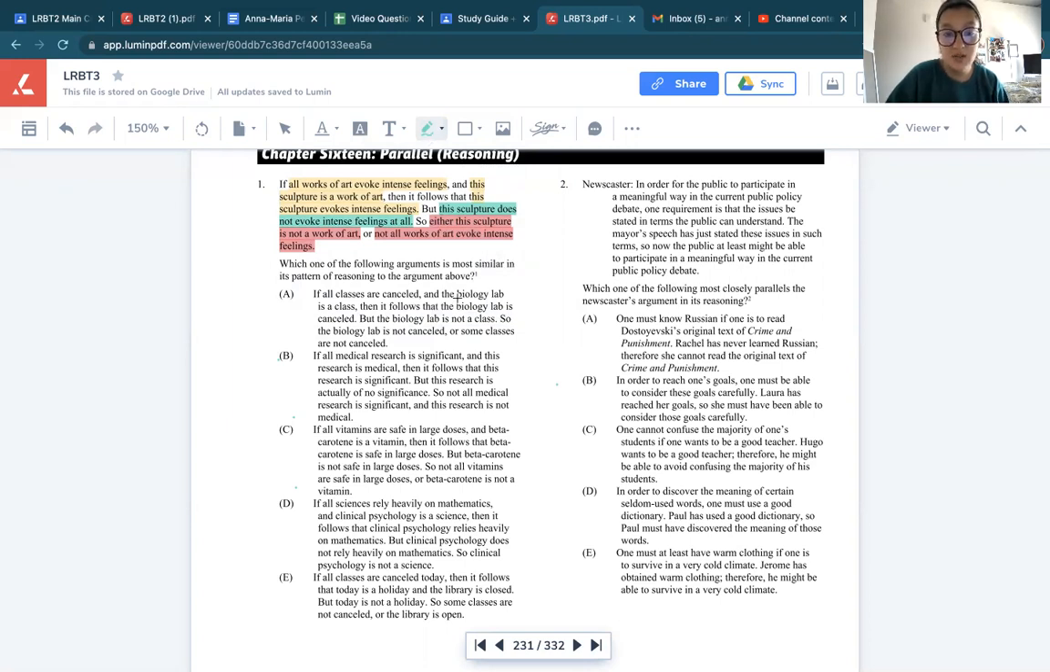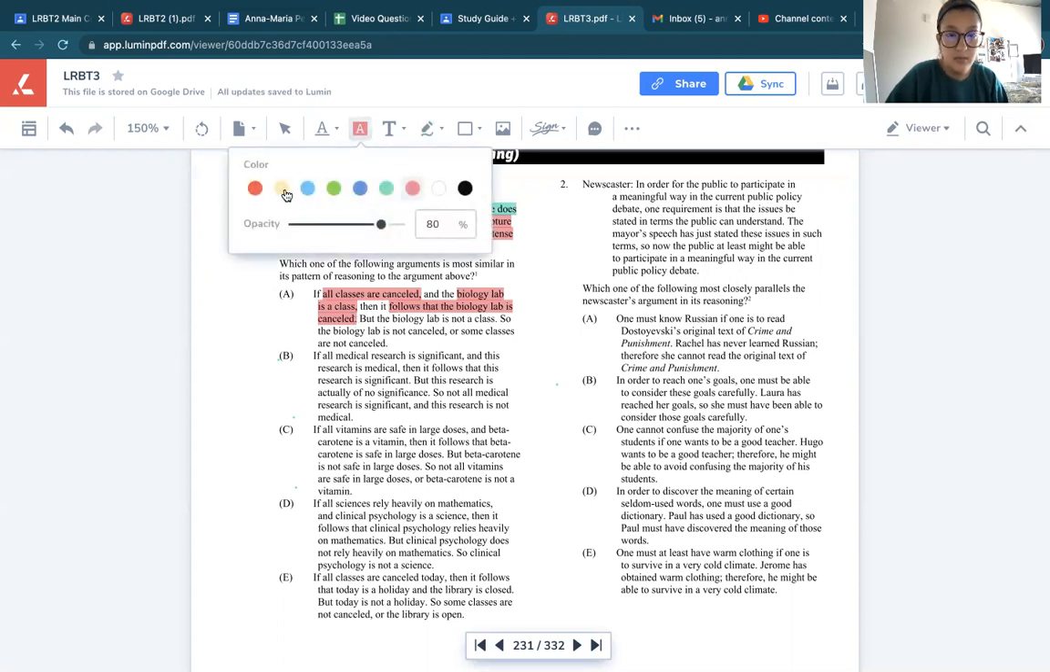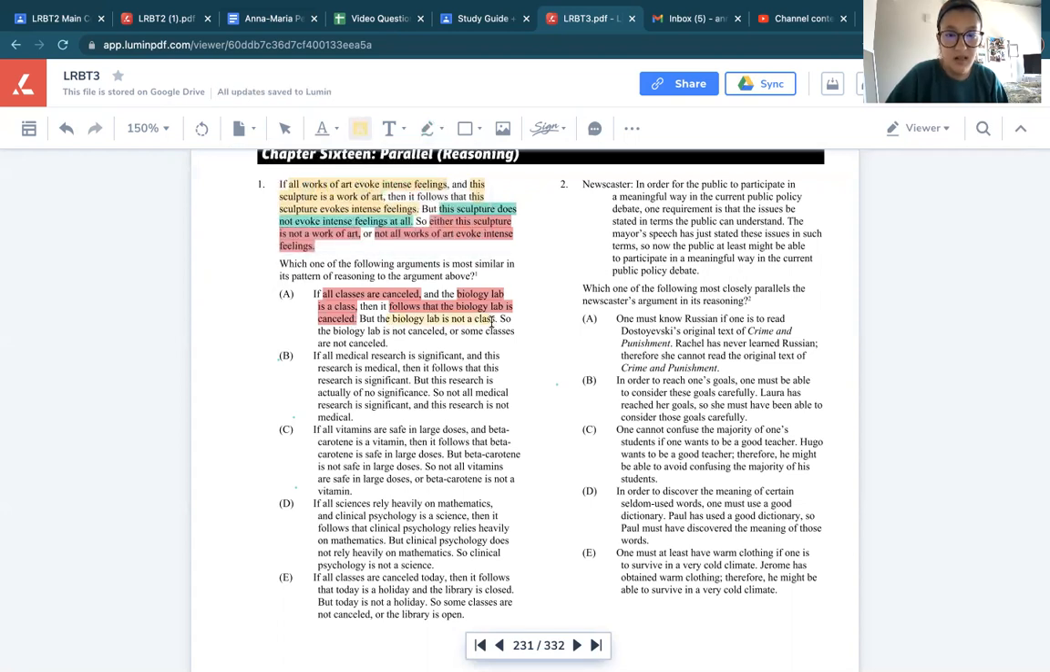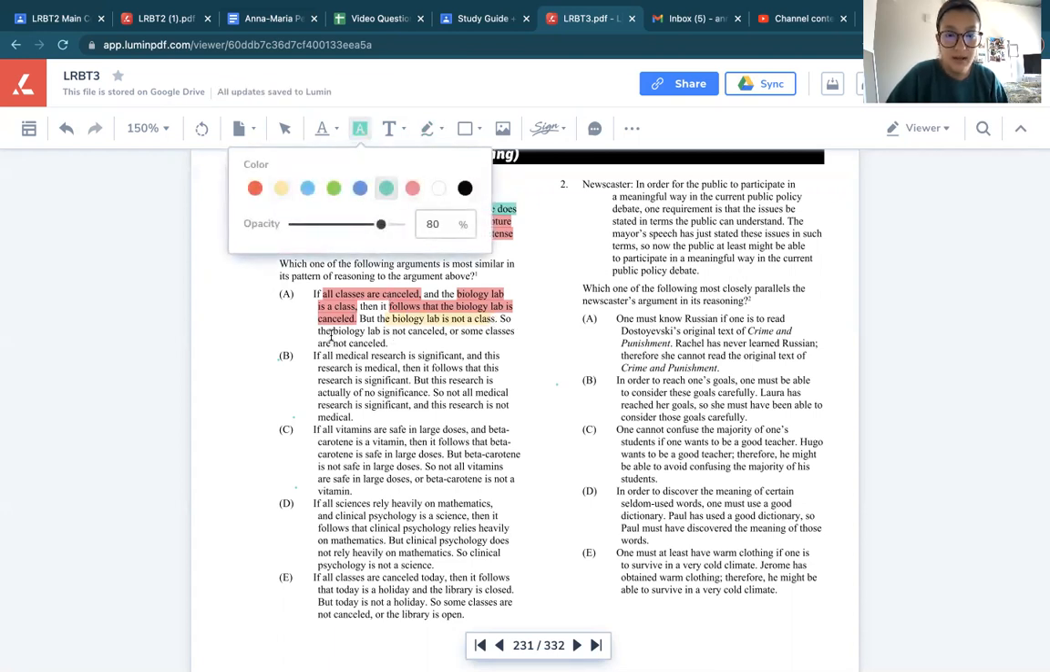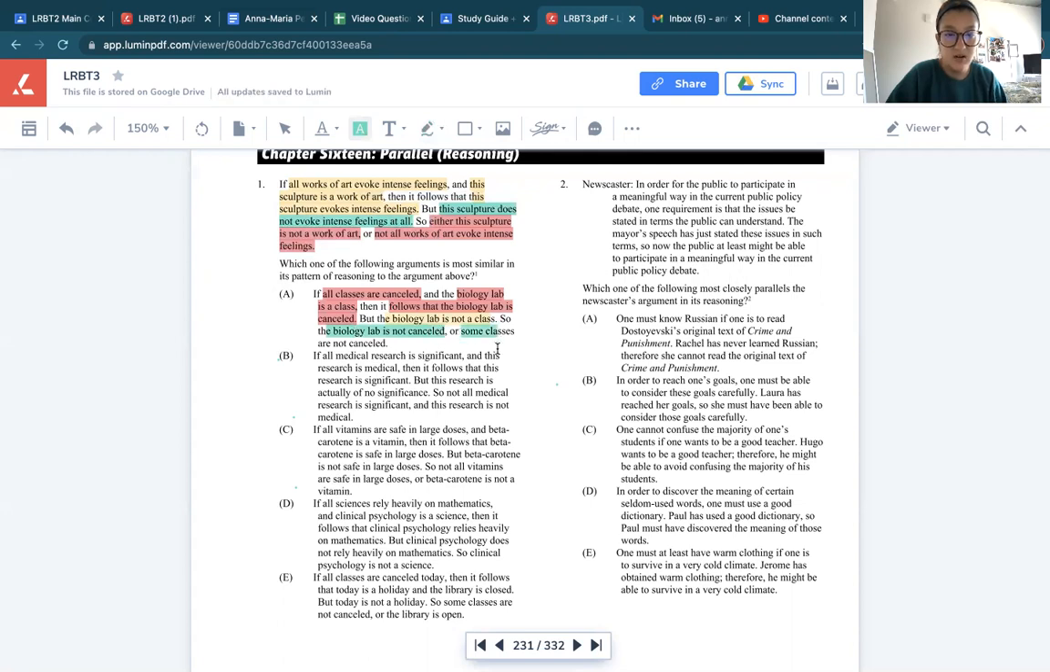A, if all classes are canceled and the biology lab is a class, then it follows that the biology lab is canceled. But the biology lab is not a class, so the biology lab is not canceled, or some classes are not canceled. Let's break this one down. So all classes are canceled, biology lab is a class, follows that the biology lab is canceled. But biology lab is not a class. So biology lab is not canceled, or some classes are not canceled.